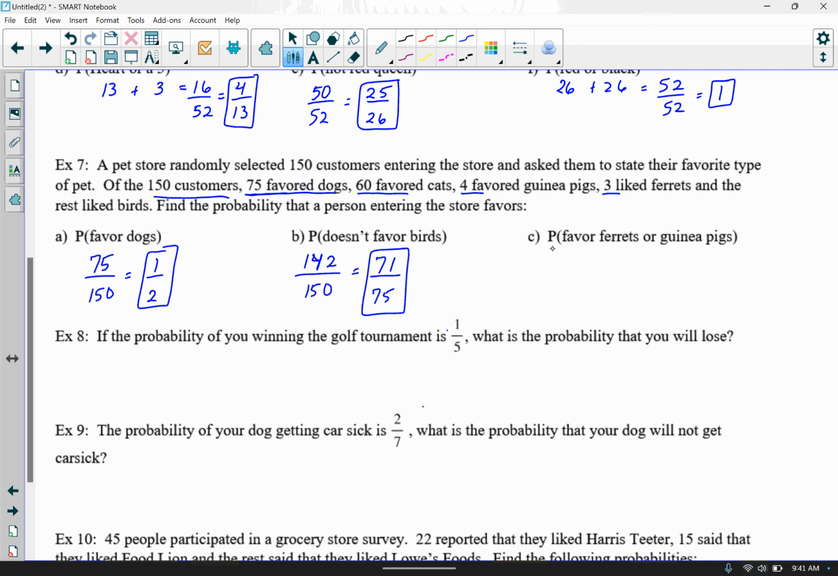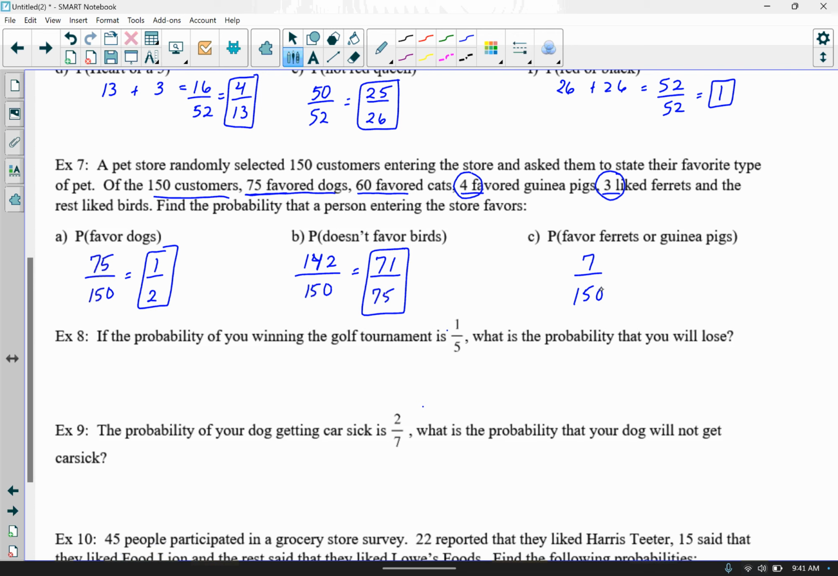All right, in part C, I want the probability that the person would favor a ferret or a guinea pig. So we've got 4 favoring guinea pigs, 3 favoring ferrets, so that'd be 7 out of the 150 customers. That cannot be reduced. That is your final answer.